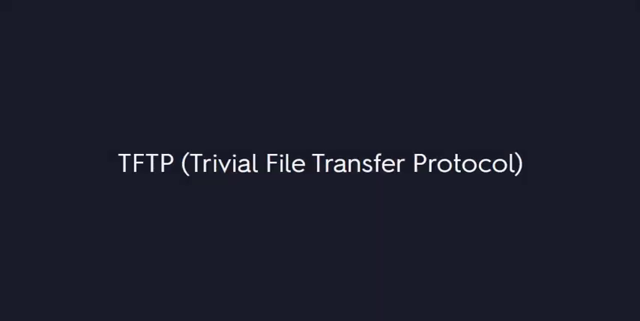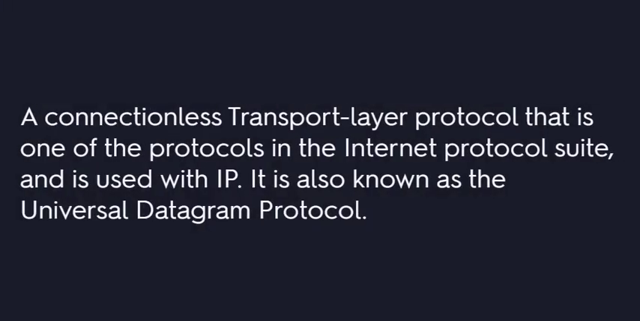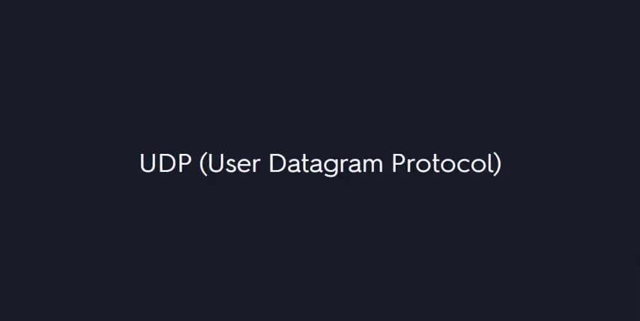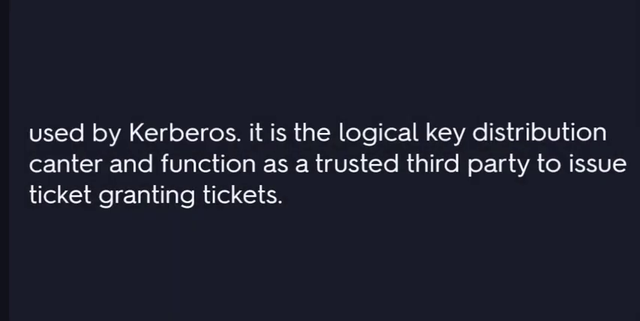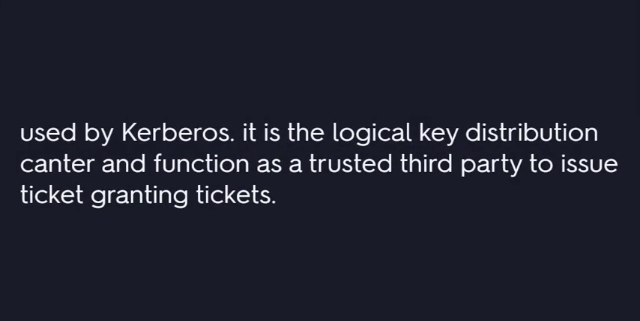TFTP. A connectionless transport layer protocol that is one of the protocols in the Internet Protocol Suite and is used with IP. It is also known as the Universal Datagram Protocol. UDP. Any type of network or data access that is not explicitly approved by an organization. Unauthorized access. Used by Kerberos, it is the logical key distribution counter and functions as a trusted third party to issue ticket granting tickets.